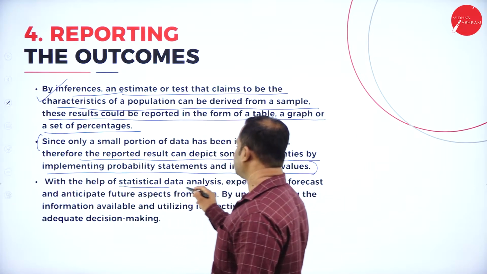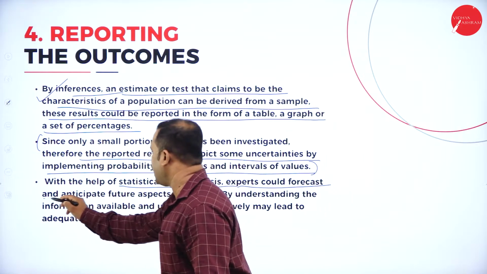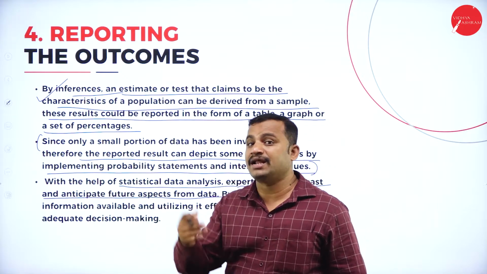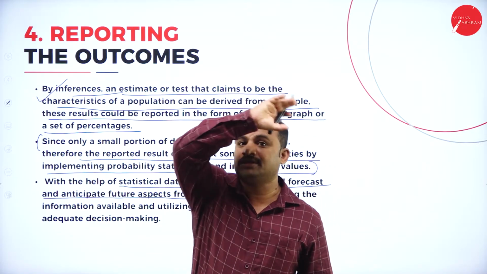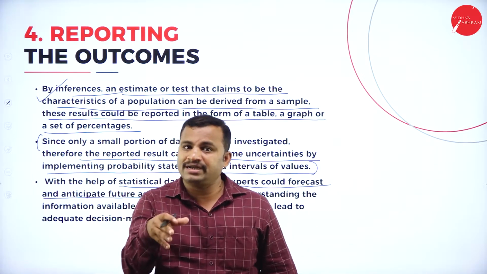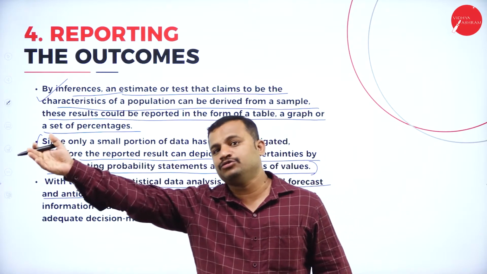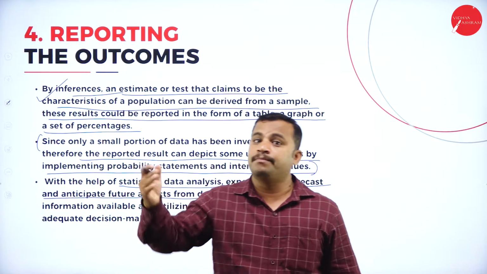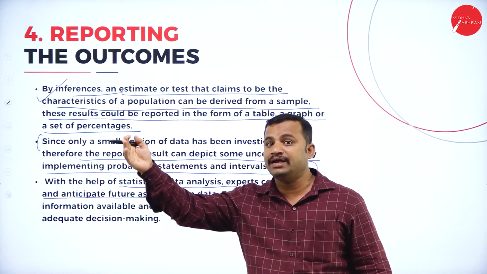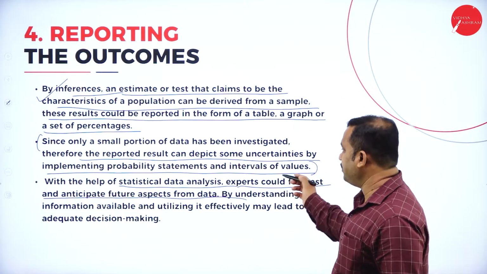With the help of statistical data analysis, experts could forecast and anticipate future aspects from data. That means we have a Bayesian classification algorithm. We will consider the prior probability. Then we will consider the present information. What is the present information of that? Then we will predict the future probability. That is the meaning of posterior probability. Posterior probability is predicted based upon the prior probability. That is the meaning of this.